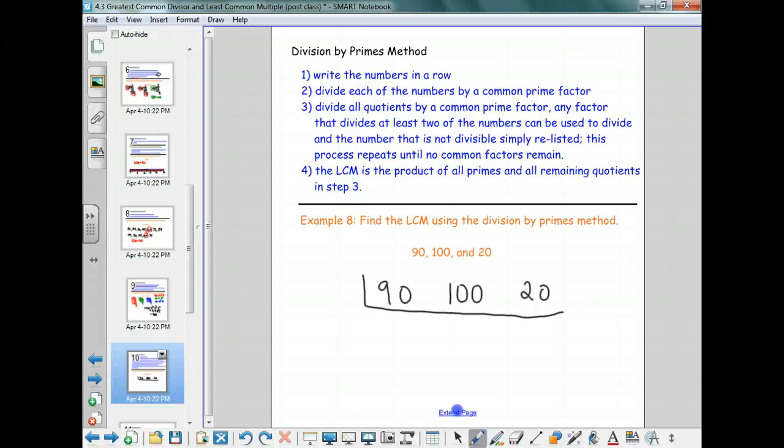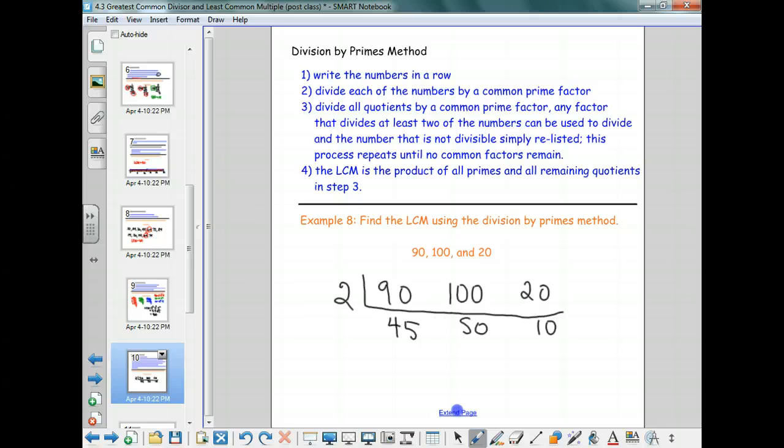What we're looking for, when we look at this, are prime numbers that would divide all three numbers, or all two numbers, or whatever you have. Here I have three. So what's a prime number that will divide all three of these? 2. And then I'm going to divide each of them. So what's 90 divided by 2? 100 divided by 2? And 20 divided by 2? 10.